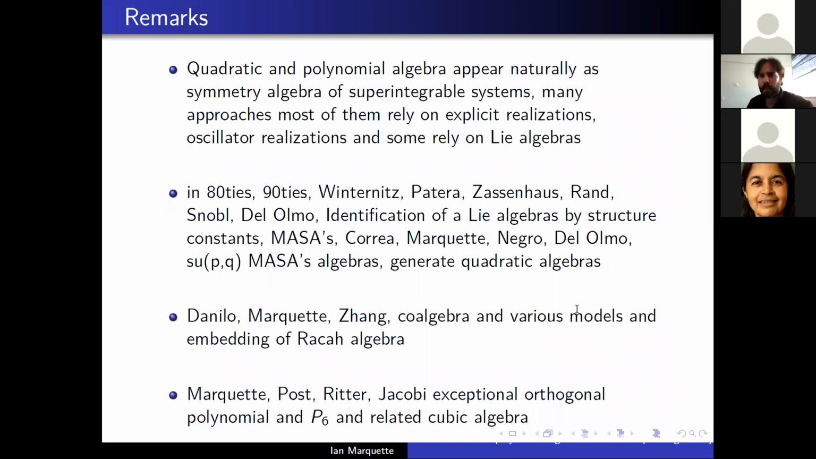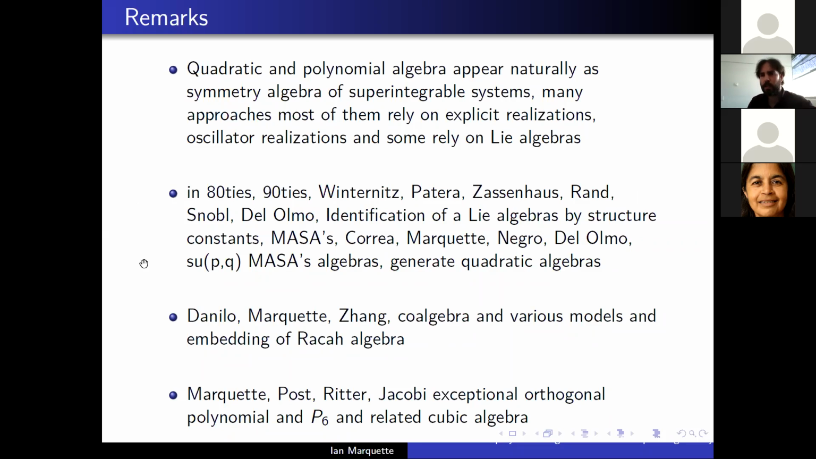Okay, so some concluding remarks. What I wanted to discuss is that these quadratic and polynomial algebras appear quite naturally as symmetry algebras of superintegrable systems. There is this connection also with Painlevé transcendents. So all the Painlevé transcendents do appear in superintegrable systems. But also that most of these approaches rely on explicit realizations, but you can also characterize the symmetry algebra by using the enveloping algebra of Lie algebras. So in some way, there is some close connection with something that has been looked at in the 80s and 90s, which are the MASAs, the maximal abelian subalgebras.